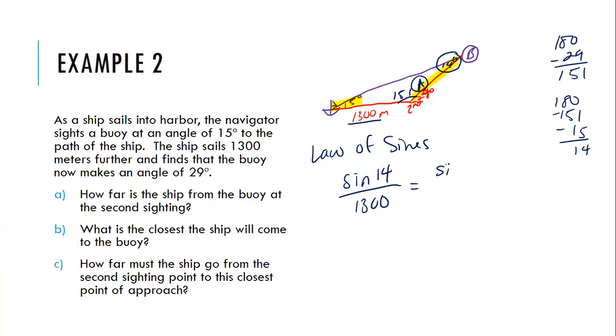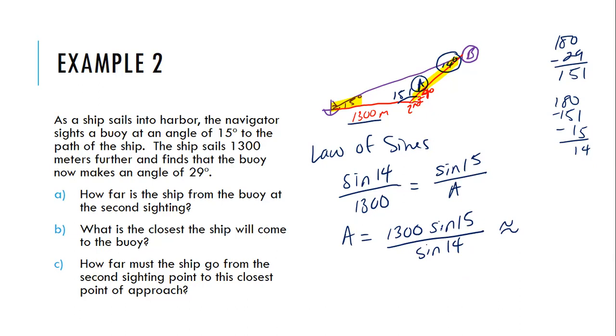So I have sine of 15 degrees over A. I'm calling this A because I'm on part A, by the way. And what do I need to do to get A? How do I solve it out? Cross multiply and divide, right? Good old cross multiply and divide. So we're going to get that A equals 1,300 times the sine of 15 divided by the sine of 14. This is my exact value, but I'm going to need to find the approximate.